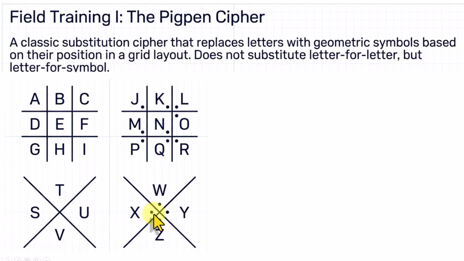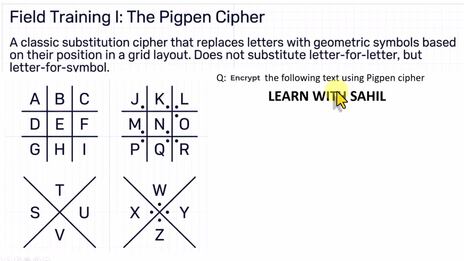And how do we use it, okay? Instead of letters, we will simply give them some shapes, and having this table, they will understand it and decrypt it back, okay? For example, see here, encrypt the following text using Pigpen Cipher: Learn with Sahil. So see here, the first one, L. L is this shape, okay? E is just a complete square. A is that shape. And R is this one. And N is the square with a dot inside it, okay?